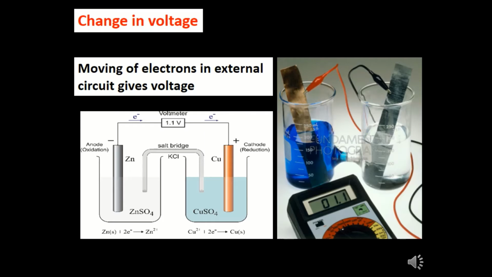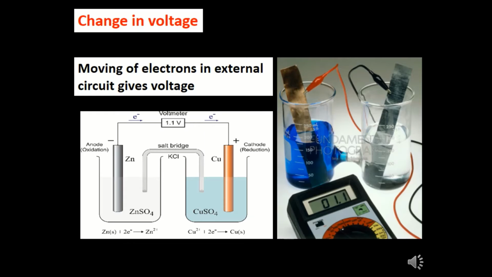So this is change in voltage. Some reactions, not all reactions, show it. If we go for precipitation, we will not see any change in the voltage because there is no transfer of electrons from one side to another.